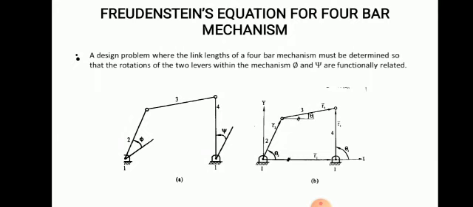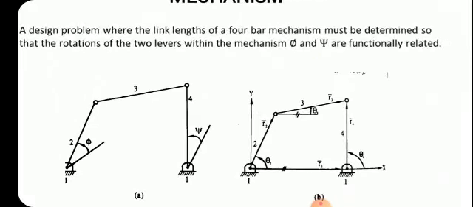In today's class, let us see the analytical synthesis of a four-bar mechanism, which is called Freudenstein's equation for a four-bar mechanism. How to do that? It is a design problem where the link lengths of a four-bar mechanism must be determined so that the rotations of the two levers within the mechanism, phi and psi, are functionally related. One is phi, the input link, and the output link is psi. You have to show that their functions are related.